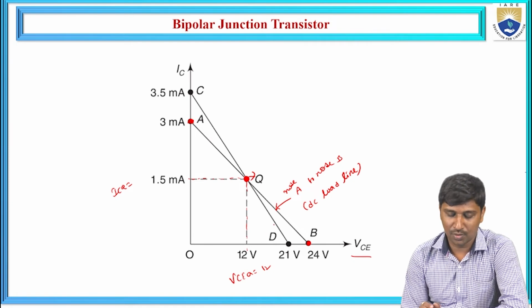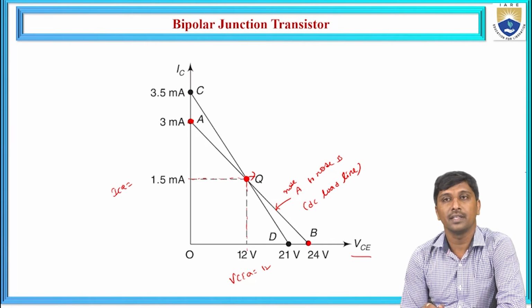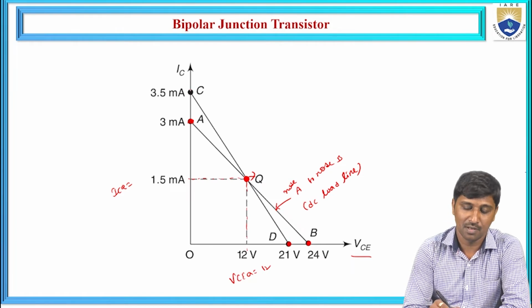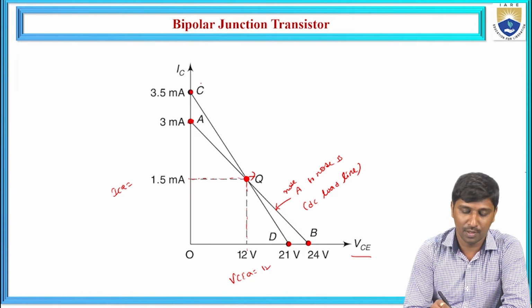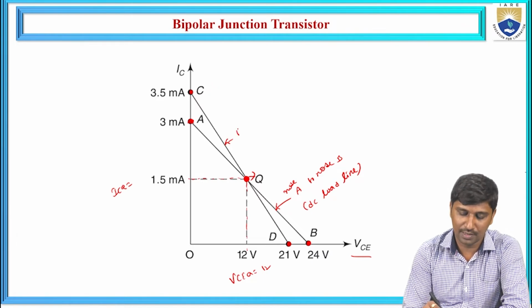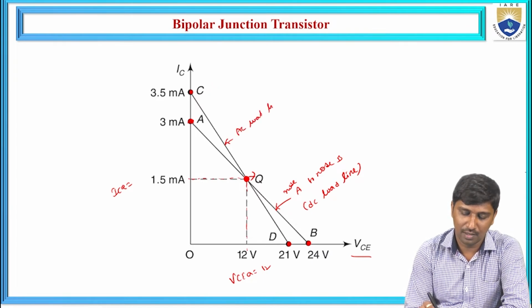Then after that, we need to draw the AC load line. So for maximum VCE we observe 21 volts, and the collector current is observed as 3 milliamperes. The line joining the C node and the D node is nothing but the AC load line.